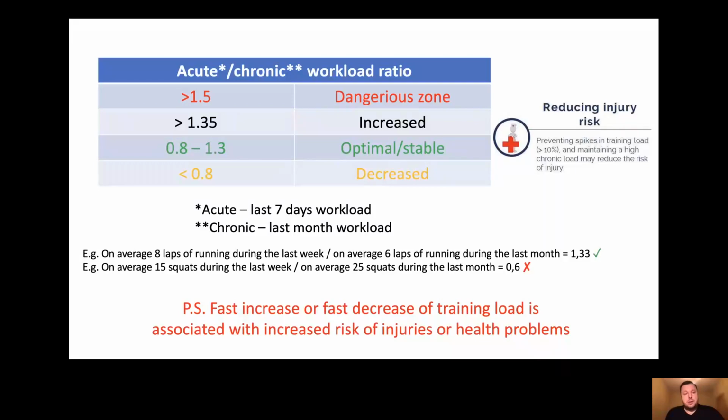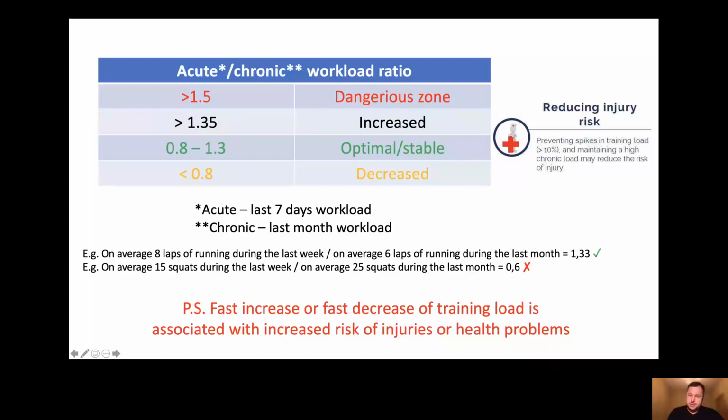If it's from 0.8 to 1.3, we have the optimal, stable training load. That means we are not increasing and not decreasing; we have the same workload during the month. If it is less than 0.8, we have a decreasing workload. So depending on this, we can monitor whether we are going up, stable, or decreasing. And from the point of view of reducing injury risk, spikes of training load of more than 10% are related to increased injury of tissues, mainly overuse injuries.